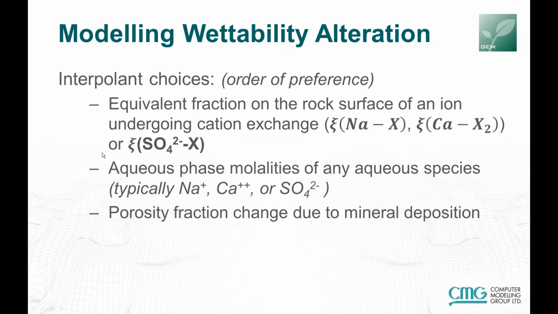Now in GEM, we model the wettability alteration using relative permeability interpolation. The choices for the interpolant in the order of preference are, first of all, the ion exchange, or the equivalent fraction on the rock surface of an ion undergoing cation exchange. Second choice would be the phase molality of any aqueous species, typically sodium, calcium, or sulfate. And then third choice is the porosity fraction change due to mineral deposition or dissolution.